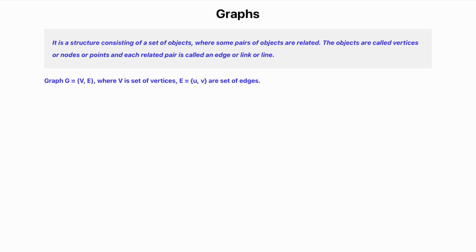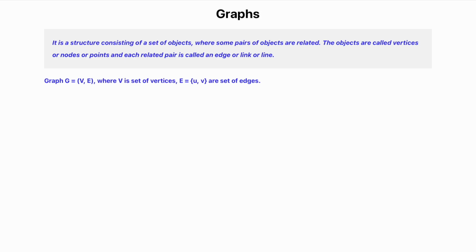The objects are called vertices or nodes or points, and each related pair is called an edge or link or line. A graph is a pair G = (V, E), where V is a set whose elements are called vertices, and E is a set of unordered pairs (u, v) of vertices whose elements are called edges. The vertices u and v of an edge (u, v) are called endpoints.